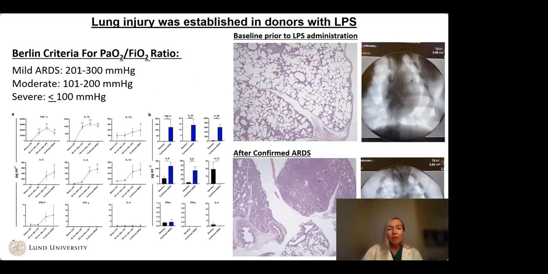We ensured that we had a model with acute lung injury using X-ray and histology. Cytokine measurement in plasma and in bile fluid showed a significant increase in cytokines after establishment of acute lung injury, as you can see here in the figure of histology and X-ray before and after induction of lung injury and RDS.